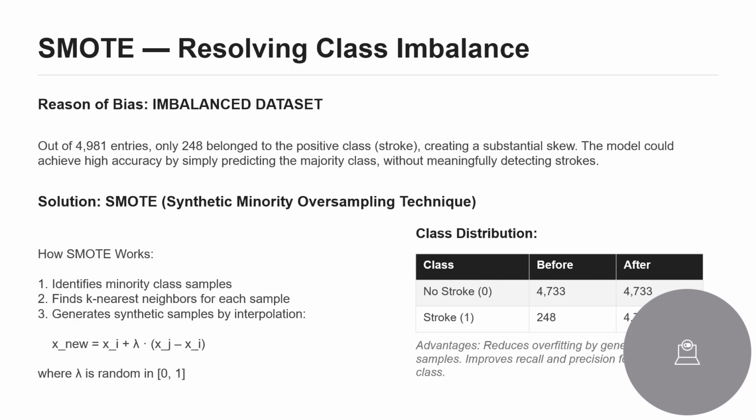It picks a minority class sample, finds its k nearest neighbors within the same class, then creates a new sample by interpolating between the original and one of its neighbors using the formula x_new equals x_i plus lambda times the difference between x_j and x_i, where lambda is a random number between 0 and 1. After applying SMOTE, our stroke class went from 248 samples to 474,733, perfectly matching the non-stroke class. The key advantage of SMOTE over simple duplication is that it creates new realistic data points instead of just copying existing ones, which reduces the risk of overfitting.